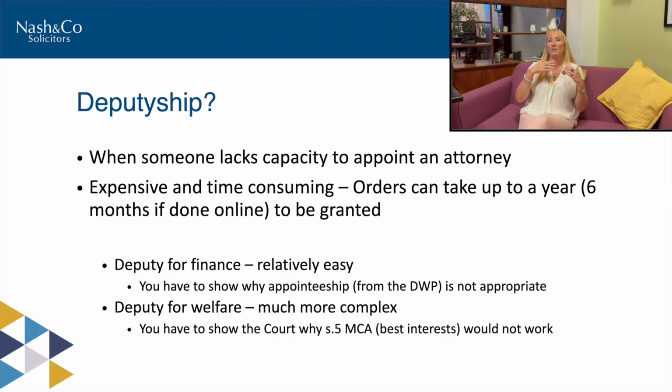So as well as the financial one, there is a health and welfare deputyship order. And the first question that the court are going to ask is, why doesn't Section 5 of the Mental Capacity Act work? Now, what Section 5 says is that any health or social care professional can make a decision in that person's best interests. So why do we need a deputy? And they do refuse quite a few of the deputyship applications. You need to show the court that the proposed deputy either has to make lots of decisions or makes decisions that are more effective than the local authority, and that there are also lots of decisions.